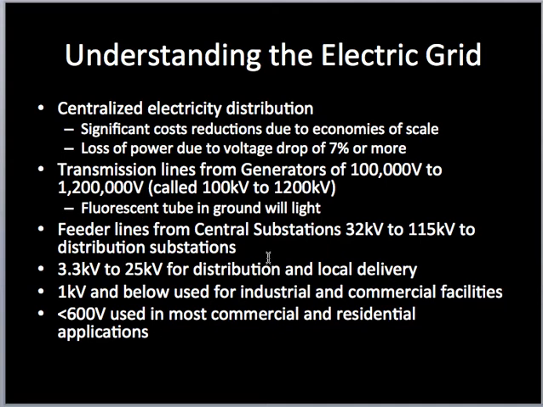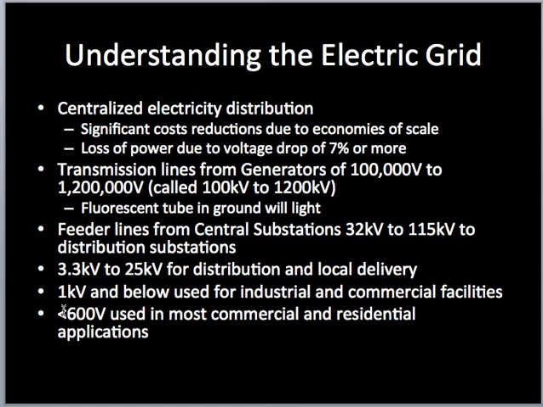From those substations, transformers again step down that voltage to 3.3 kV, upwards to 25 kV for distribution and also for local delivery. Finally, at 1 kV and below, we're using that 1,000 volt target for industrial and commercial facilities, and I put this bullet point in because really we're at 600 volts or so to stay within the National Electric Code. That's this next bullet point here, less than 600 volts, and we comply with the National Electric Code, which does cover some stuff up to 1 kV as well.